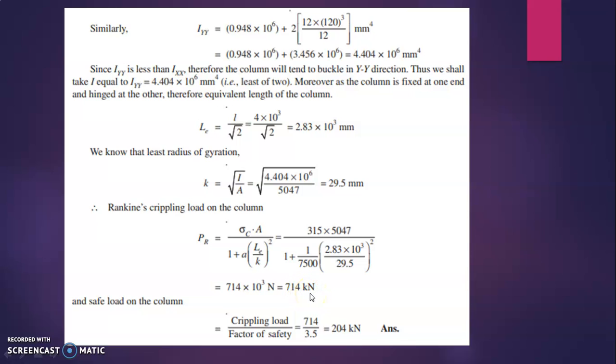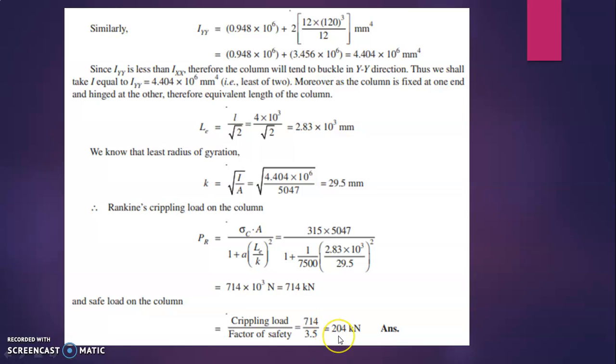So you have Rankine's crippling load. You can calculate the safe load. How can you calculate safe load? Safe load is equal to crippling load divided by factor of safety. So crippling load is 714, factor of safety is 3.5. So you get 204 kilo Newton.